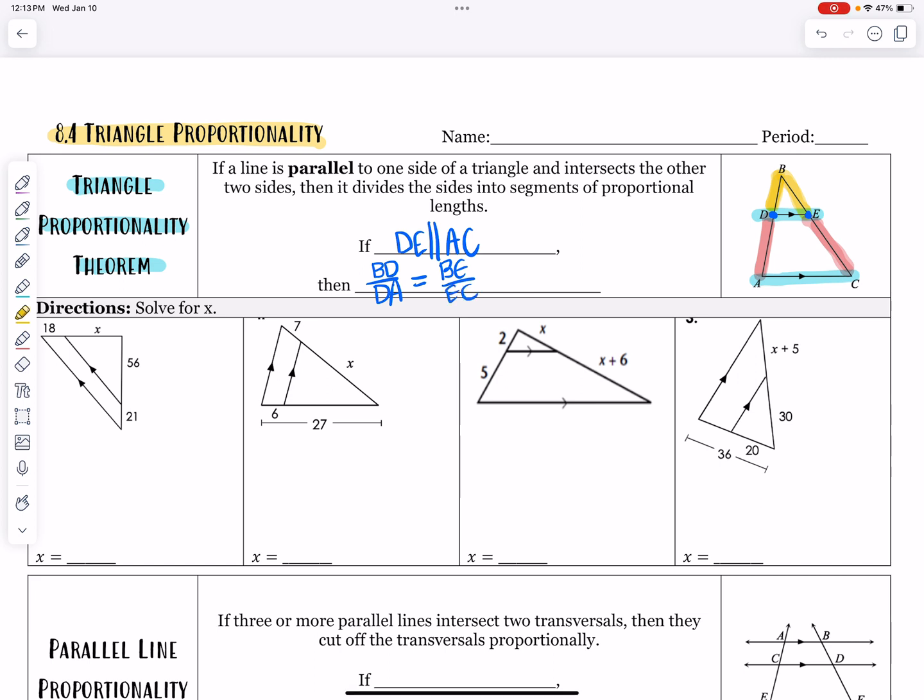So I'm going to color code that, BD and DA and then BE and EC. So those two would be equal to each other. And so I kind of look at that parallel line as like the fraction bar. I know this is kind of weird, but I look at this line as the fraction bar. And so then you have yellow over orange equals yellow over orange. And I treat those triangles like the equal sign. That just kind of helps me visualize it.